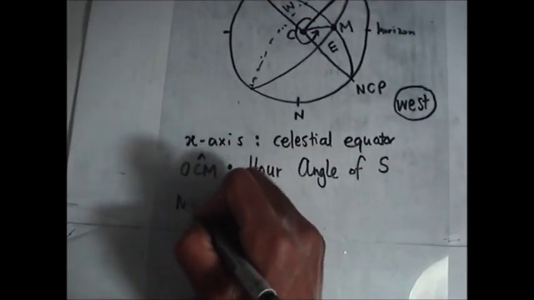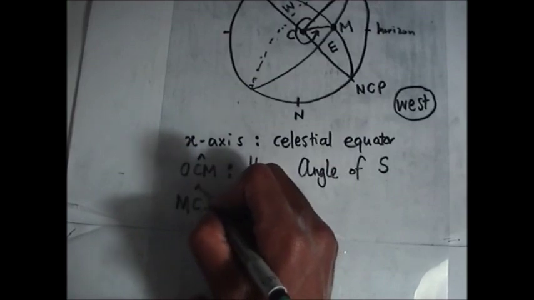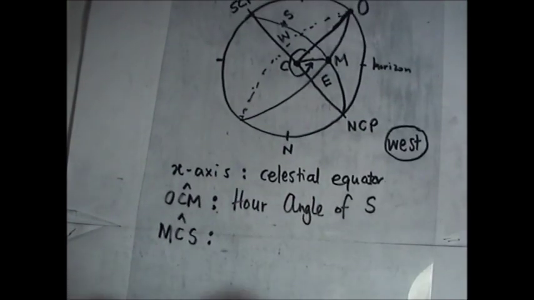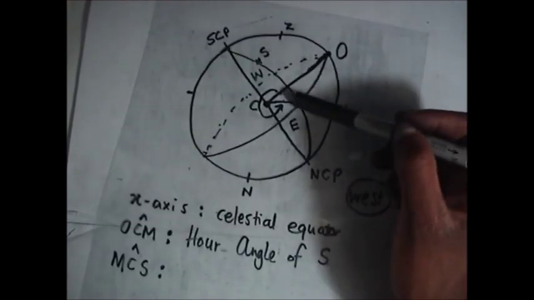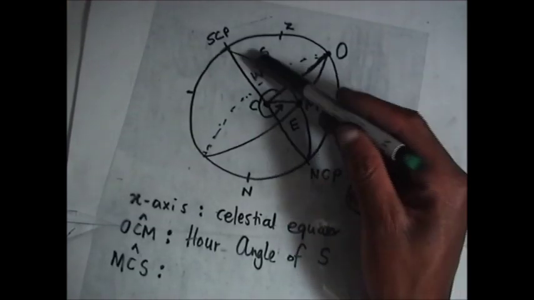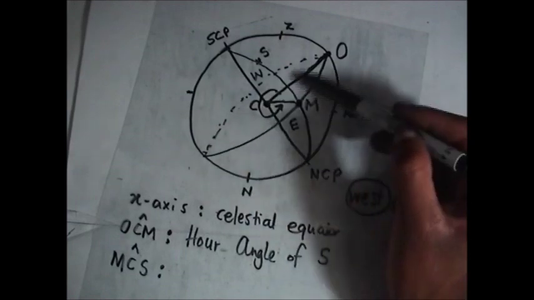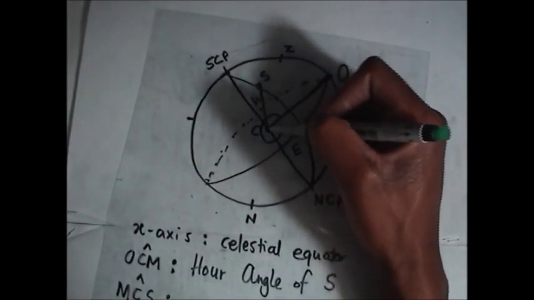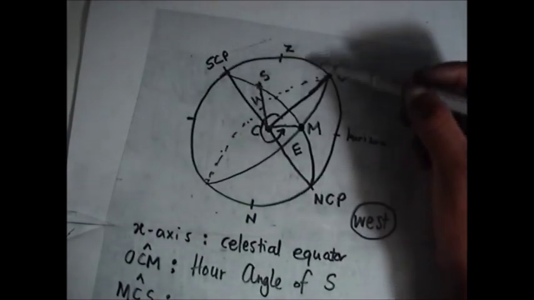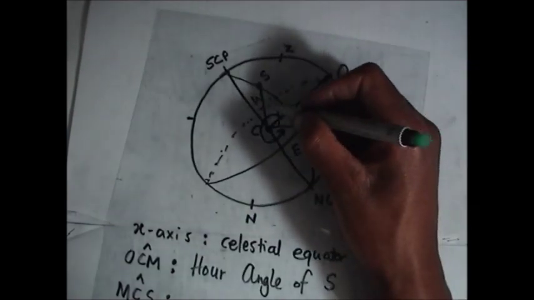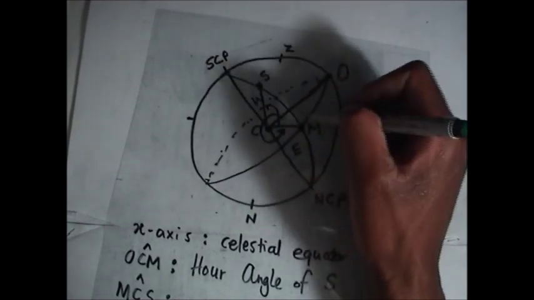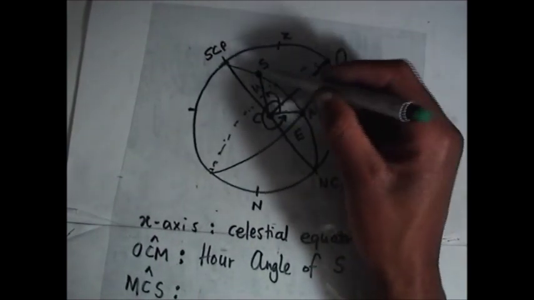And then we have another angle, MCS. Why am I saying MCS when I haven't defined it? MCS is basically the elevation of this star S above the celestial equator. Just like we do for the other systems, the elevation above our x-axis is the angle that we also need to define where exactly on that hour angle is the star. So we need our MCS.